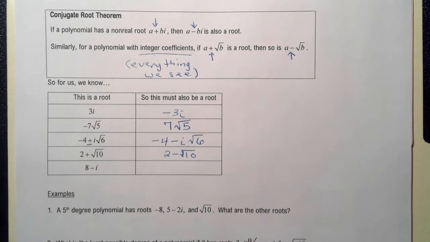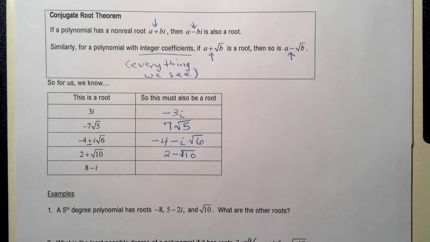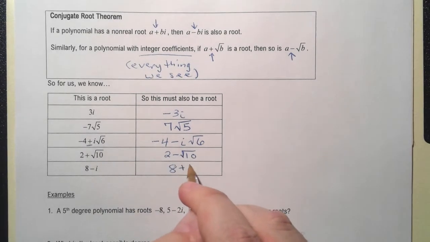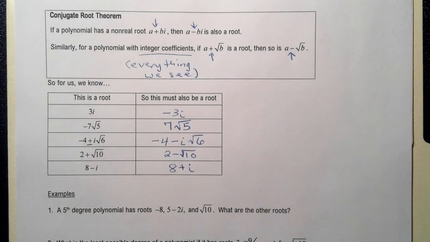And the very simple one: if I have 8 minus i as a root, what else must I have? 8 plus i. So these three theorems, again, they are a bit simple from some standpoint, but they're also very powerful.